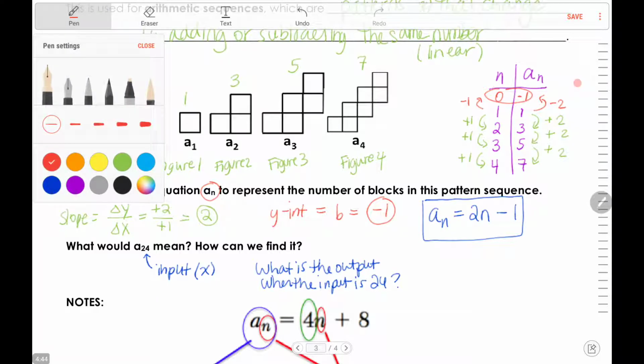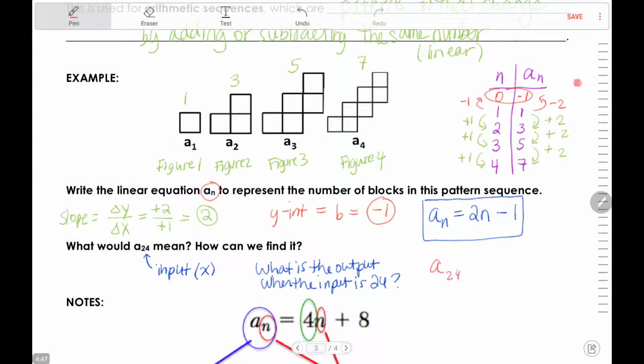So in my equation, I want to find a base 24, which equals 2. And then I got to plug in everywhere there's an n with 24. So based on the pattern of the sequence, I substituted 24. 24 times 2 is 48, minus 1 is 47. This tells me that there are 47 blocks in figure 24. Okay? Great.